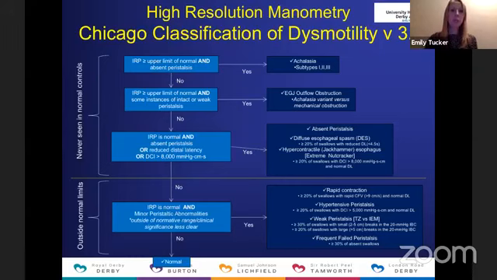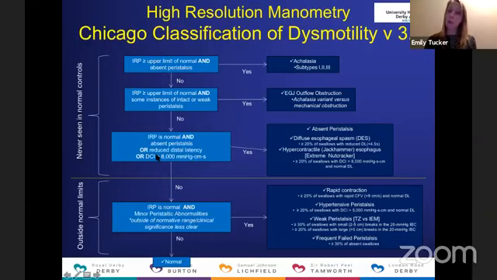If that's not the case, you move down to the next setting where you see, is your IRP the upper limit of normal, so 15 or more, and is there any instances of intact or weak peristalsis? So you have some occurrences of peristalsis, and this would indicate EGJ outflow obstruction. So that could be either your achalasia variant or your mechanical obstruction for whatever reason.